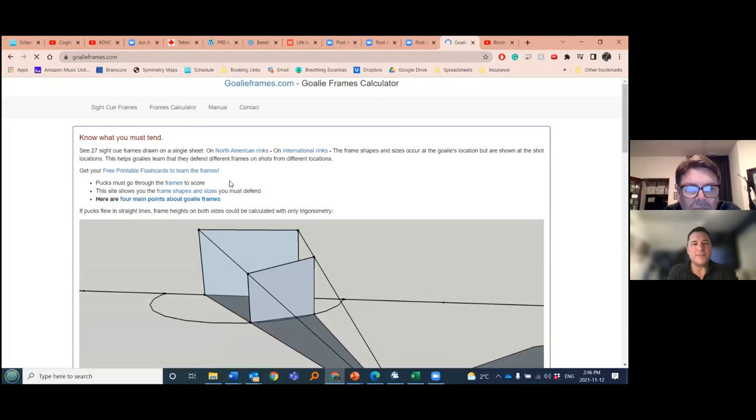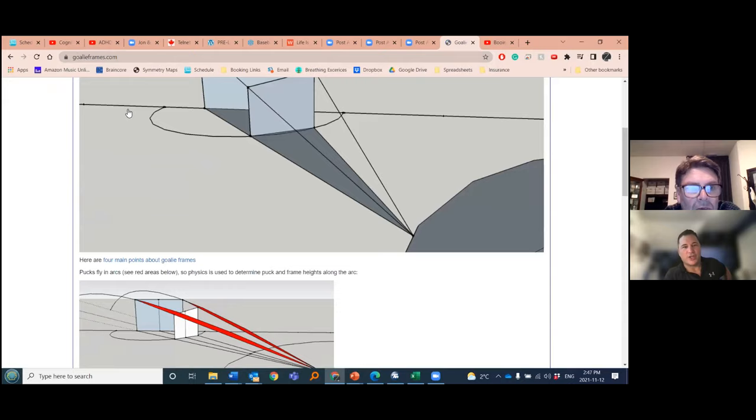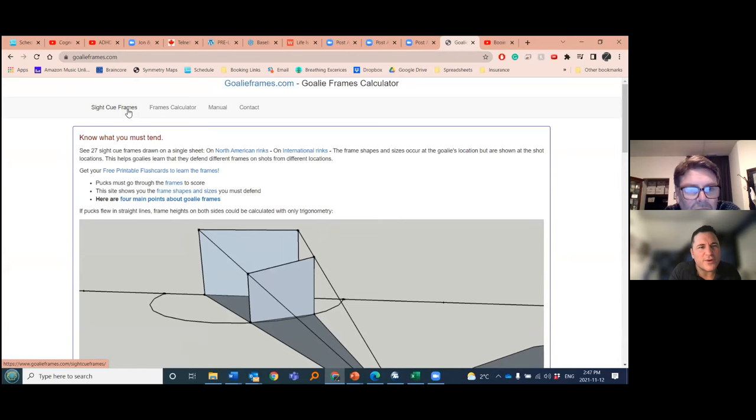But there's actually one in there. If you look, let's see here, frame shapes and size. Pucks may go through frames to score. Here, free printable flashcards right there. It says get your free printable flashcards, a little higher, right there. Click that. So now these are free.